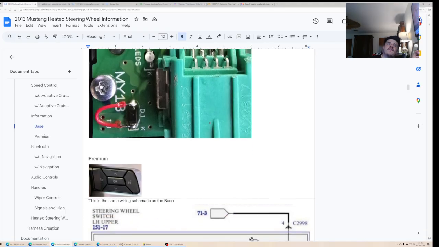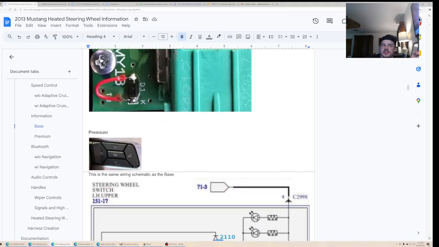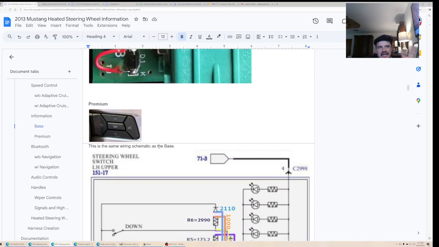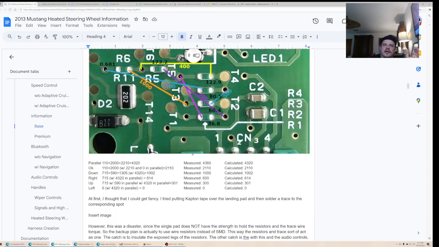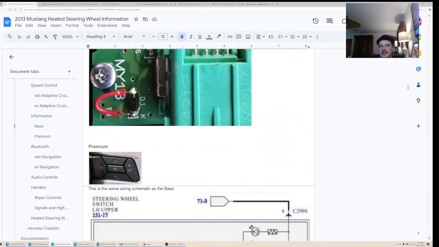So if you want to have the premium switch, you can wire it. It's the same exact way we did this one. Nothing changes. It's just your functionality. This will operate as the right button. This will operate as the left button. And everything will be pretty much the same as the base switch.